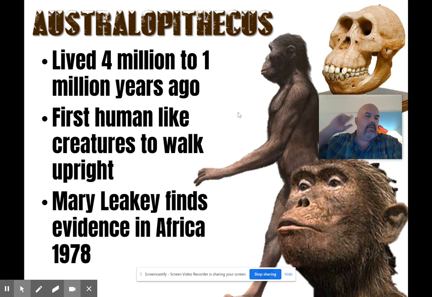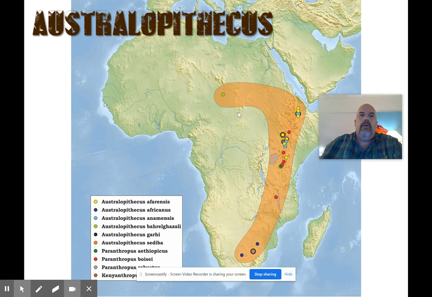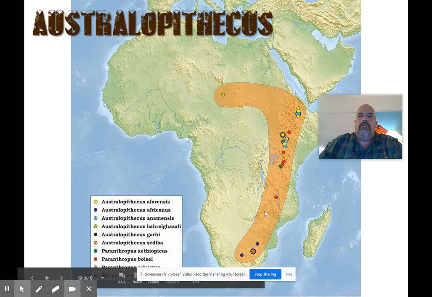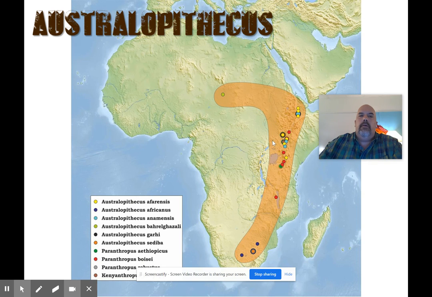Mary Leakey finds evidence in Africa in 1978. She found Lucy, and that's the name of the one that she found. It was a female. Here are some of the areas where they believe Australopithecus thrived. There are different classifications, but this is the area I was talking about, all these African valleys with plenty of water, food, shelter, etc.